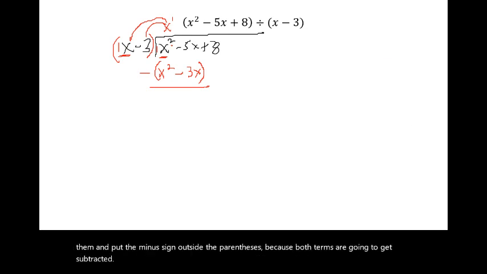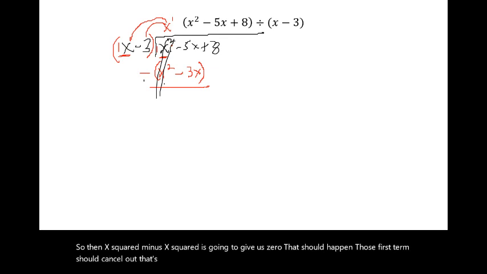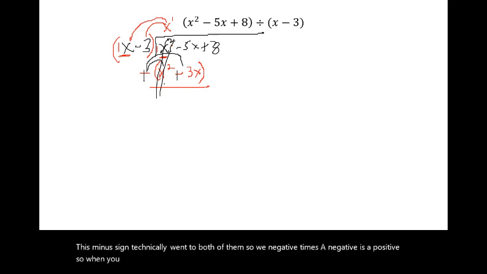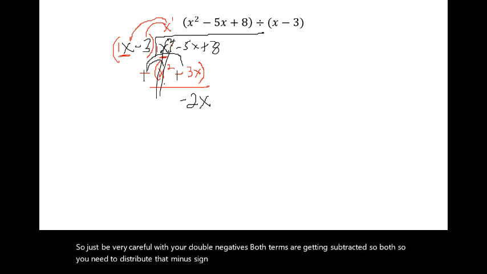So then, x squared minus x squared is going to give us 0. That should happen. Those first terms should cancel out. That's an indicator that your quotient's right so far. Just be very careful though, this minus sign technically went to both of them. So a negative times a negative is a positive. So when you multiply this negative times that negative 3x, they turn into positives. So negative 5x plus 3x is going to give us negative 2x. So just be very careful with your double negatives. Both terms are getting subtracted, so you need to distribute that minus sign to both terms.